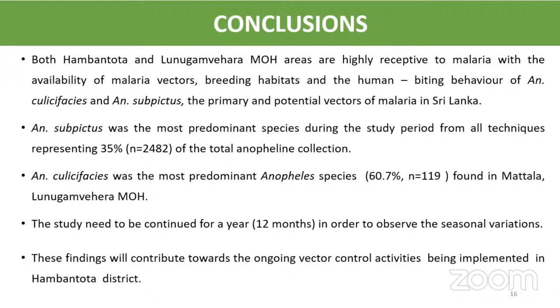Anopheles subpictus was the most predominant species during the study period from all techniques, representing 35% of the total Anopheline collection. Anopheles culicifacies was the most predominant Anopheles species found in the Mattala study site, which is in the Lunugamvehera MOH area. It is recommended to continue the study for a period of 1 year in order to observe seasonal variations of Anopheles vectors. These findings will contribute towards the ongoing vector control activities being implemented in Hambantota district.